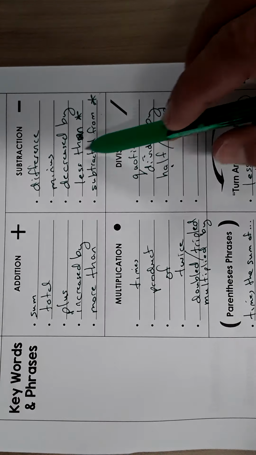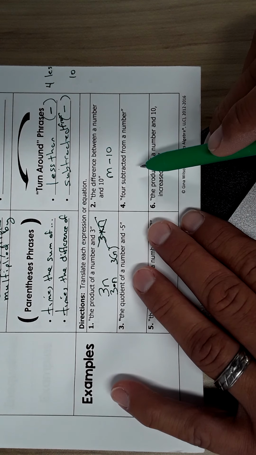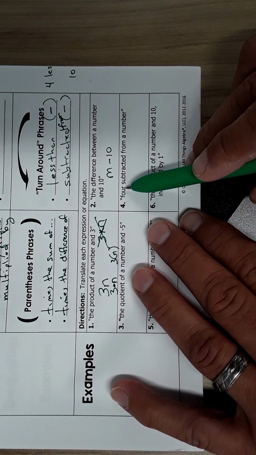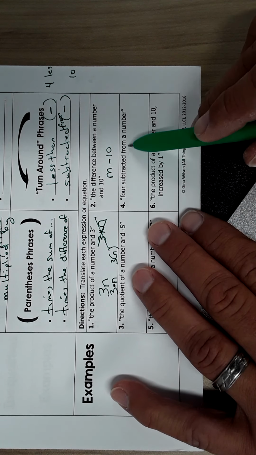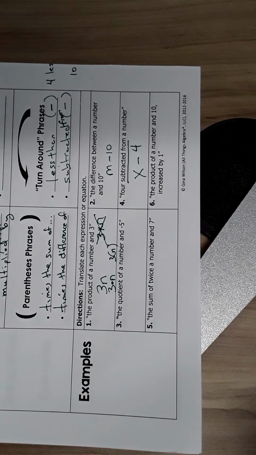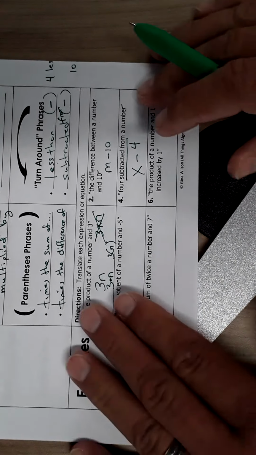Okay. Number 4, let's look at that one. That one says subtracted from. 4 subtracted from a number. That's a turnaround phrase where we're going to switch the order around, which means I'm going to put the 4 in the back, and I'm going to put a number, whatever number, I'm going to use x this time, and represent it like that. That's a turnaround phrase right there. That's one of those special ones. Subtracted from and less than. All right.